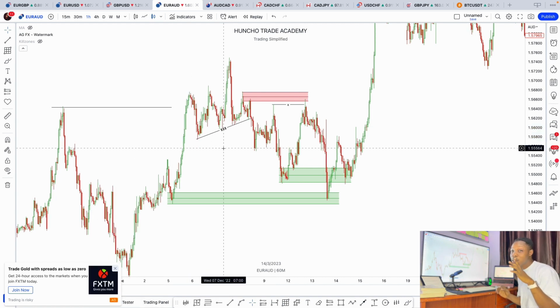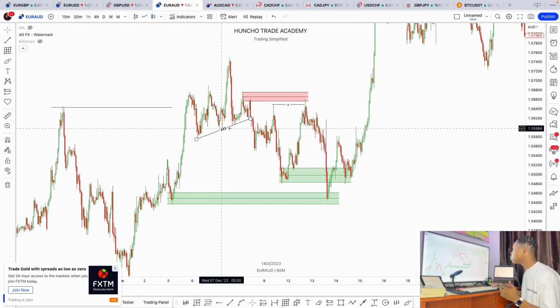I'm not telling you that trend lines don't work. I use trend line myself. I use trend line bounce. I use trend line break. But you have to know that trend line becomes liquidity at some point. So at this point, this trend line is a liquidity for price.